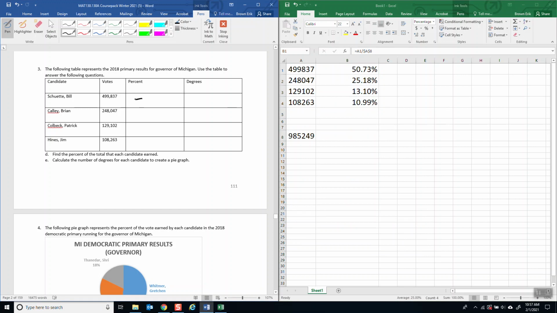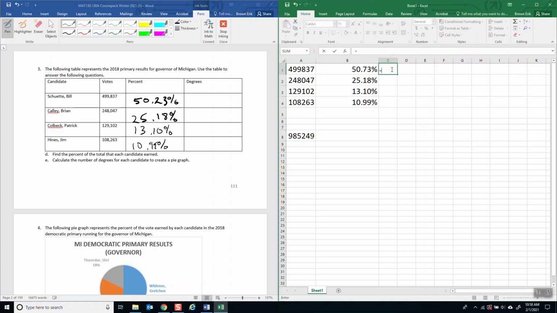We got 50.23% for this one, and 25.18%, and 10.99%. Oh, did I forget someone? What's going on here? Oh, yes, this one was supposed to be 13 point... My bad. 13.10%, and then 10.99%.